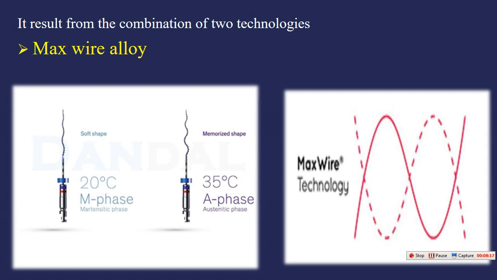First technology, MaxWire alloy. As seen in this picture, this material reacts at body temperature. It is in M phase at room temperature, the martensitic phase, meaning the instrument is straight at room temperature. When put inside the canal or inside the tooth, it changes its shape. The Shaper changes its shape to a snake shape inside the root canal system. So this is the first technology making the Shaper.